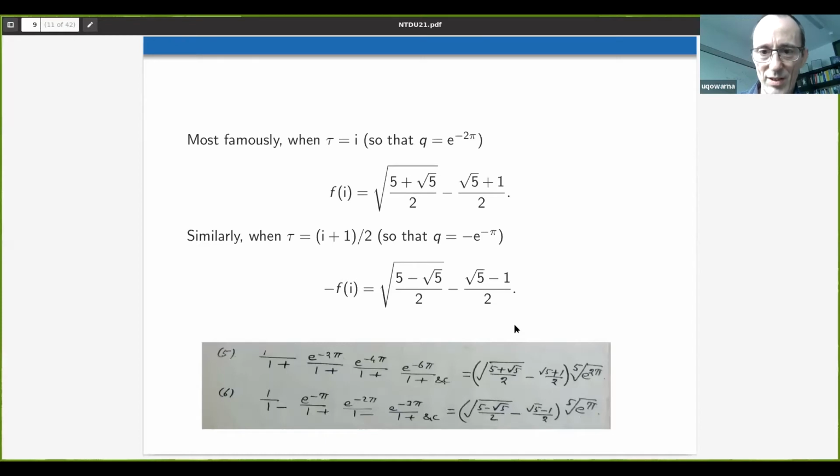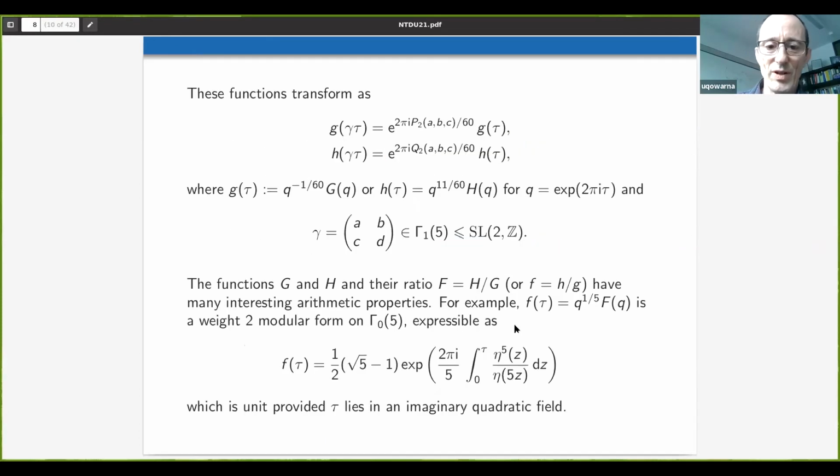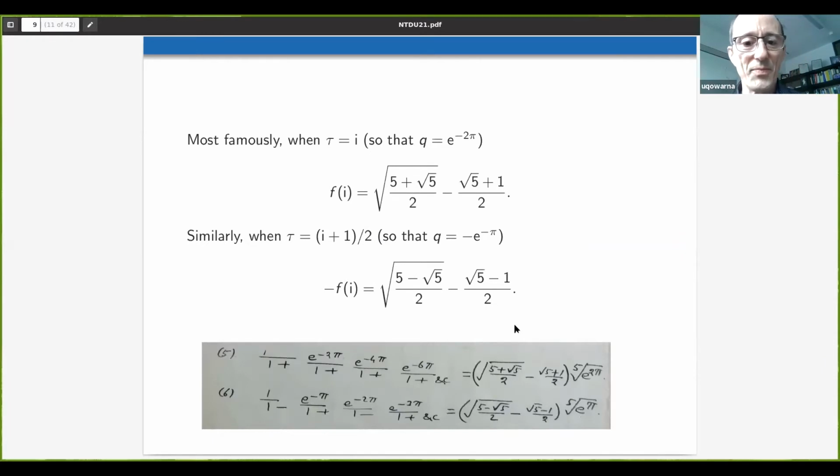In particular, again, this ratio of H and G was already studied by Ramanujan. Of course, not in this context of branching functions of infinite dimensional Lie algebras. And he, in his second letter to Hardy, already stated some of these values of this function in terms of these beautiful formulas, including the square roots of 5. So these are famous results.